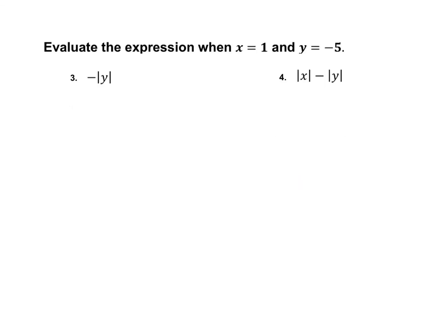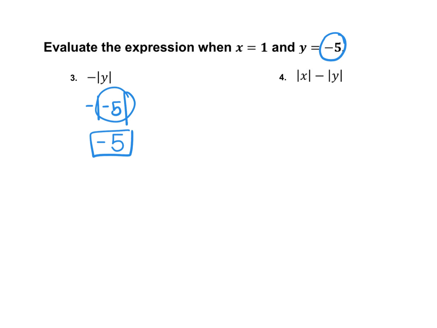All right, let's take a look at number 3. All right, so we're evaluating the expression when x is 1 and y is negative 5. So for number 3, I'm going to have the negative absolute value, and then y is negative 5. Okay, well, remember this is not like we can take the two negatives make a positive, because we have to take the absolute value of negative 5. So the absolute value of negative 5 is 5, and then I just have to place my negative back on the outside.